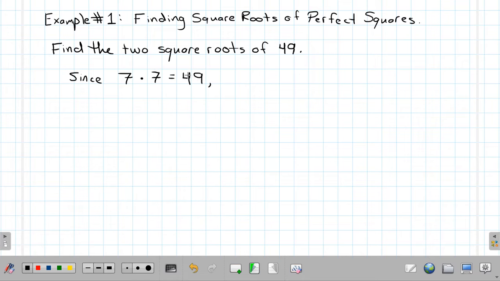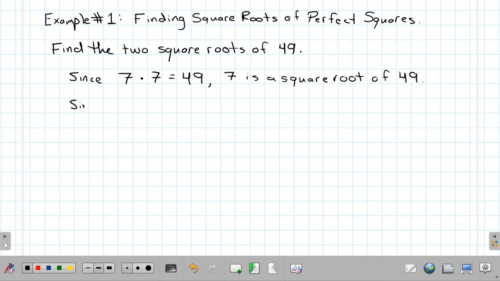7 is a square root of 49. But notice here, that's just one square root. Every positive number, as we talked about in the last slide, has two square roots. So here's where we have to be a little bit clever with it.